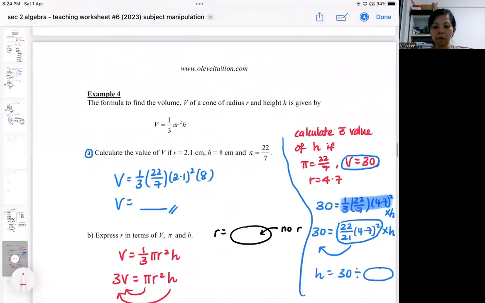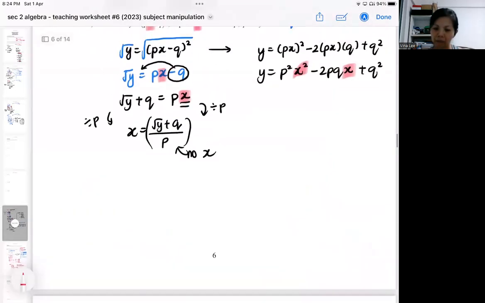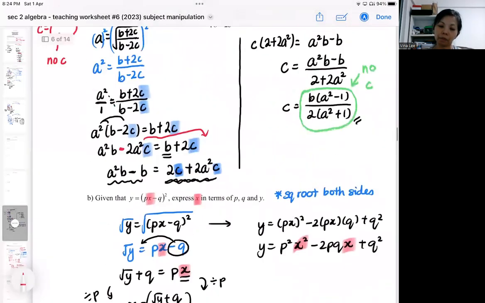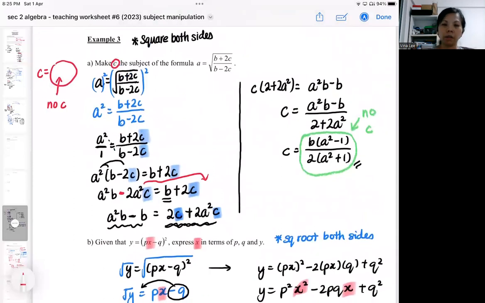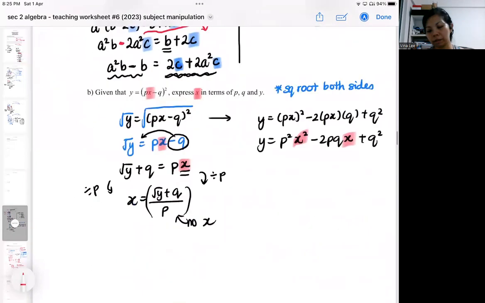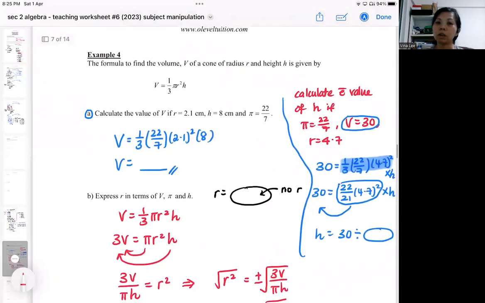Okay, so these are the more difficult ones, but it's still quite manageable, I feel. The more difficult technique, I would say, is square both sides or square root both sides. And sometimes you are given values for manipulation as well.